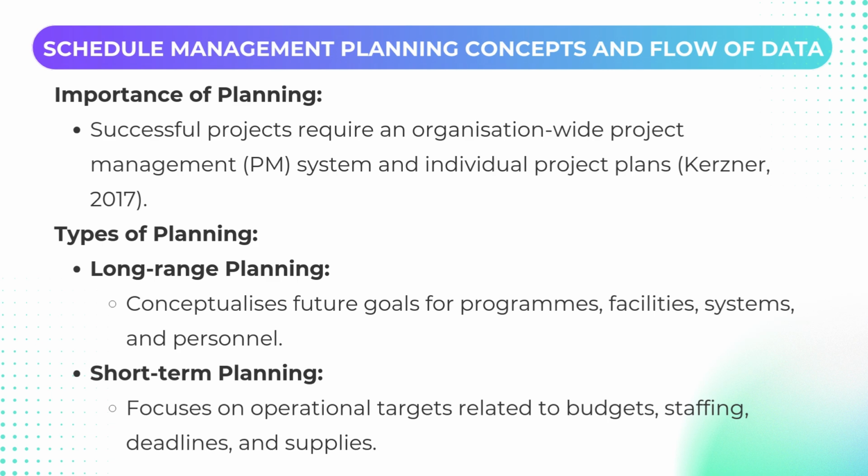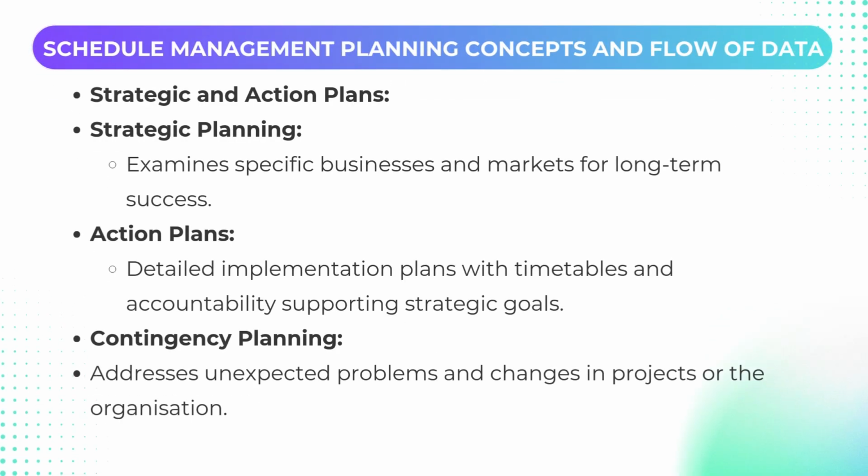You've also got your short-term planning, which obviously is on the contrary of long-range planning, but is equally important in terms of vision and mission statement. And this focuses on operational targets related to budgets, staffing, deadlines, and supplies. So you're looking at the now. Strategic and action plans. Your strategic planning examines specific businesses and markets for long-term success. You're looking at the details and you're asking yourself how it can affect the project and how you can affect the business and the market. The action plans are detailed implementation plans with timetables and accountability supporting strategic goals.